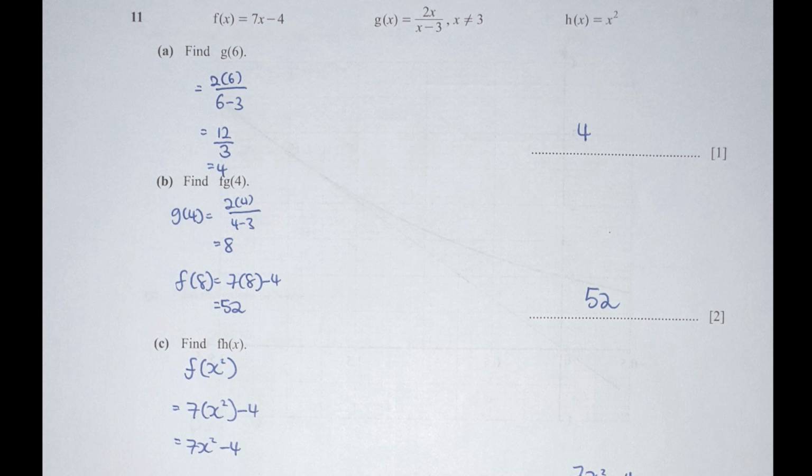For part B, as per usual, solve from the inner part. So find g(4) first, substitute the 4 into the x position, and you get 8. Then substitute this 8 into your function f(x). You get 7 times 8 minus 4, which is 52.